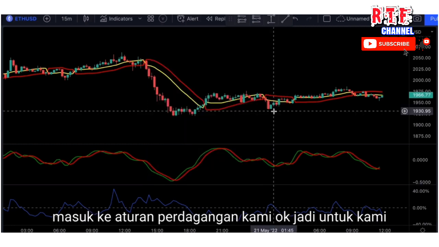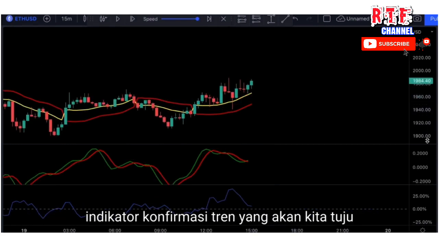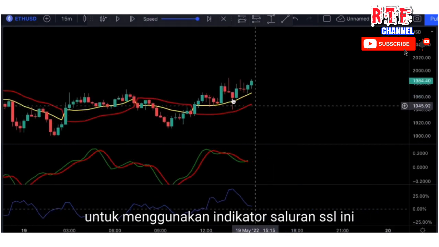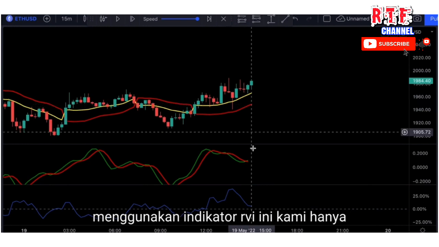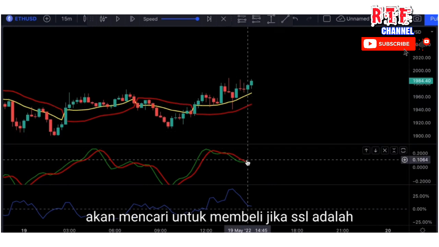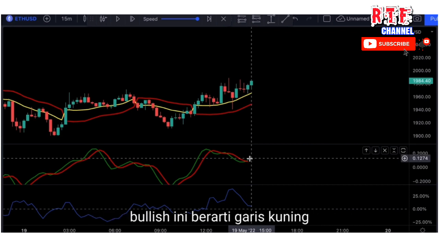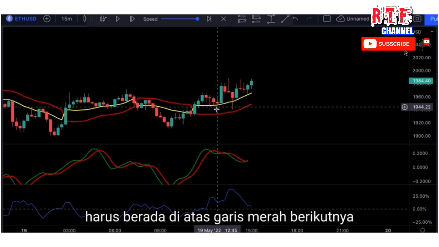Let's get into our trading rules. Okay, so for our trend confirmation indicator, we're going to be using this SSL channel indicator. And for our entries, we're going to be using this RVI indicator. We're only going to be looking to buy if the SSL is bullish. This means that the yellow line has to be above the red line.